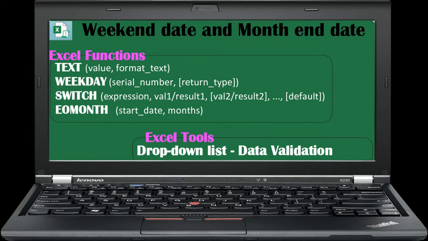The Excel SWITCH function compares one value against a list of values, and returns a result corresponding to the first match. The Excel EOMONTH function returns the last day of the month, and months in the past or future. Month 0 means end of the date month.